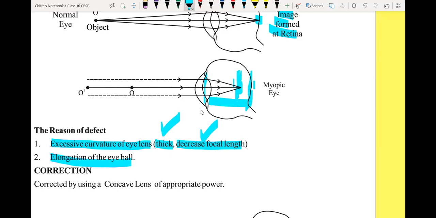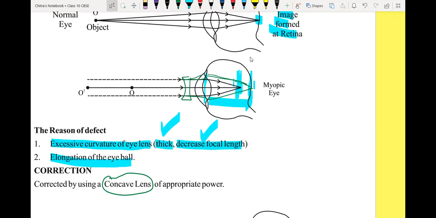How can it be corrected? Suppose I place a concave lens over here. What is the function of a concave lens? It diverges the light. So the light will diverge and reach here, and then from here the light rays will focus at the retina, and a clear image will form. So we use a suitable concave lens in order to correct myopia.